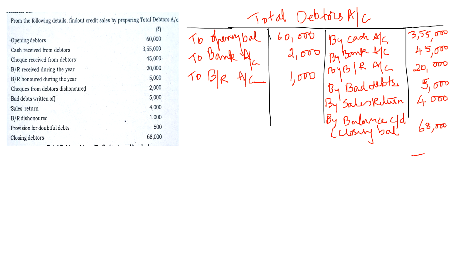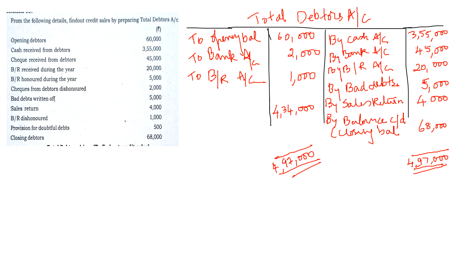Now you need to do the total. Total of both the sides has to be done. So you'll get a total of 4,97,000. Okay. So the credit side is greater than the debit side, so you'll write total on both the sides, 4,97,000. Then you'll get a balance here of 4,34,000.